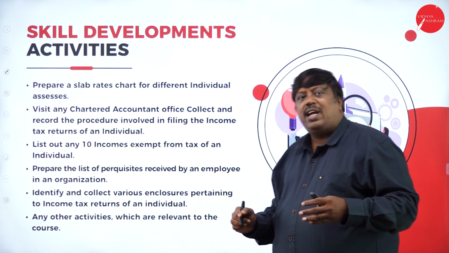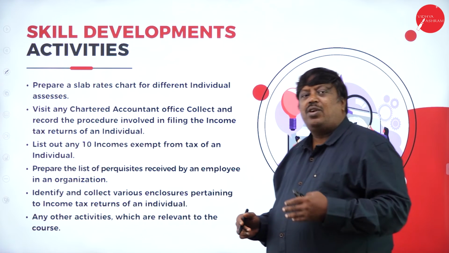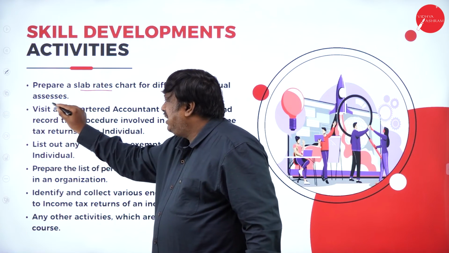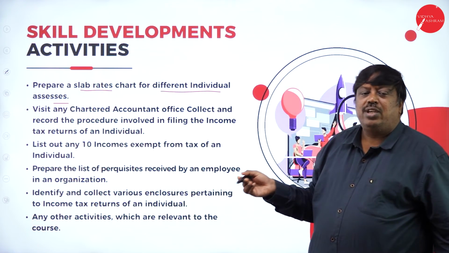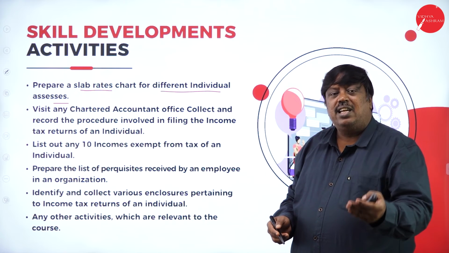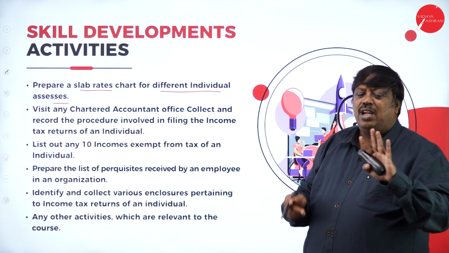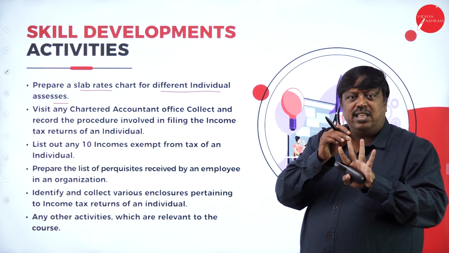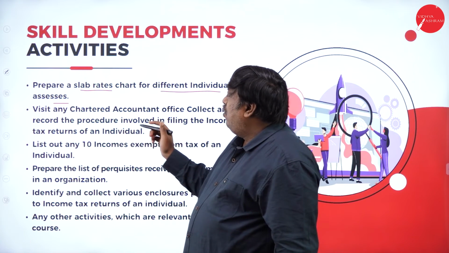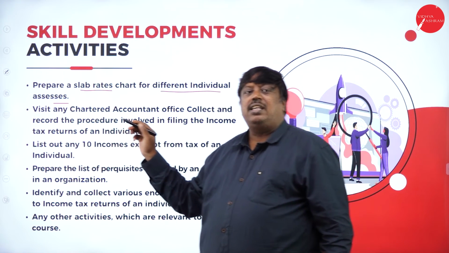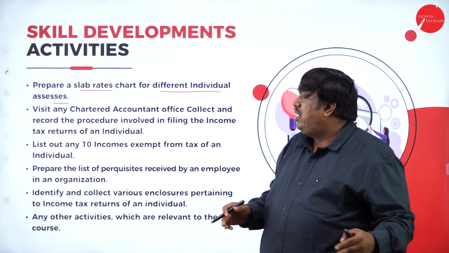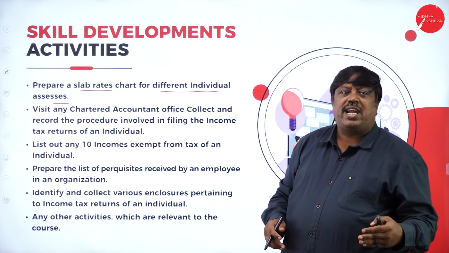So what skill development do we have from the income tax concept? What we are learning here, the first concept: we can prepare the slab rates chart for the different individual assessees. What are the different individual assessees? Here: normal assessee, woman assessee, senior citizen assessee, and super senior citizen assessee. So there are 4 cases, 4 different types of individual assessees. For each and every assessee the slab rates are different, so we can prepare a chart and calculate easily. If they say my age is above 65 years, under which category are we coming?